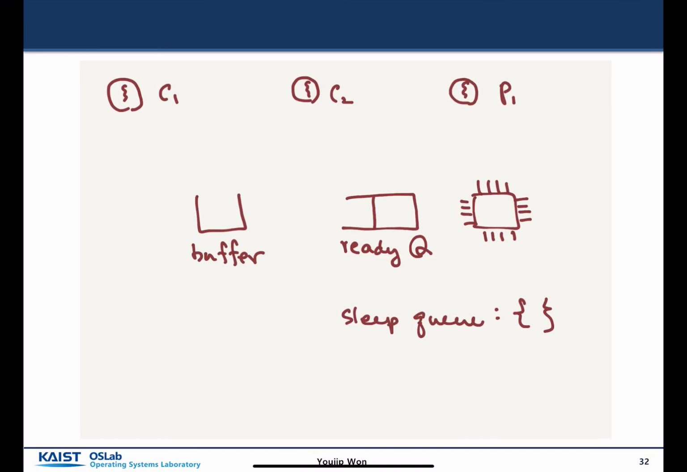Okay, again, there are 3 threads. There are 2 consumers and 1 producer. And there is a buffer, and there is a ready queue, and there is a sleep queue, and there is the CPU. Okay, let's start.